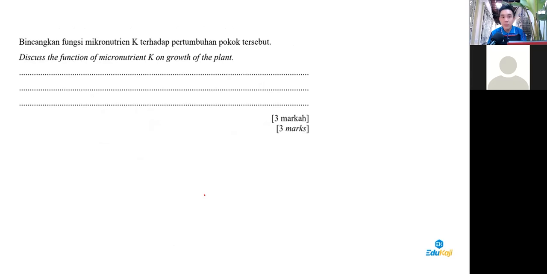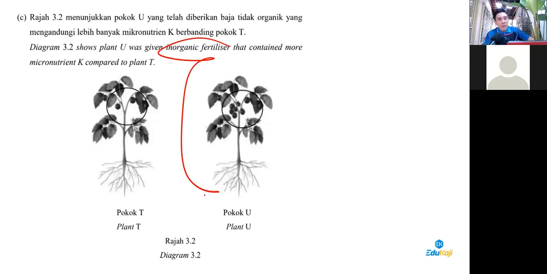Okay, the good thing is, you don't need to state what nutrient it is here. Guys, you don't need to state what nutrient it is here. And by the way, this is Form 5 Bab 3, nutrition in plants. So for you to explain, all you have to do is take note of the picture, take note of the diagram.